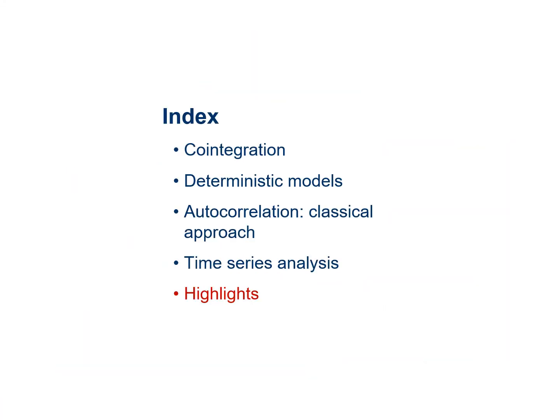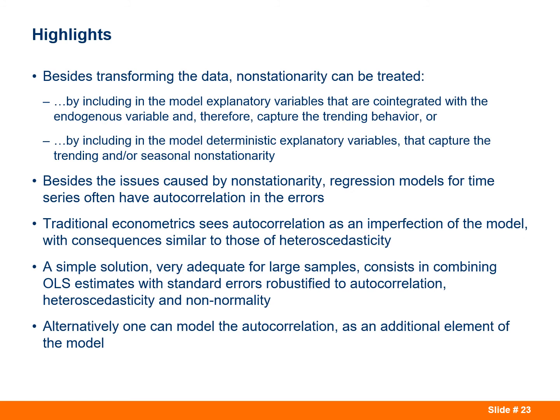Last, I will provide you some highlights about this lesson. In lesson 6.1, we saw that an effective way to deal with non-stationary data consisted in transforming it by differencing. This was an effective way to avoid spurious correlations. In this lesson, 6.2, we have seen that besides transforming the data, non-stationarity can be treated in two alternative ways. First of all, by including in the model explanatory variables which are cointegrated with the endogenous one. Second, by including in the model variables that we define to capture trending and seasonal non-stationarity.